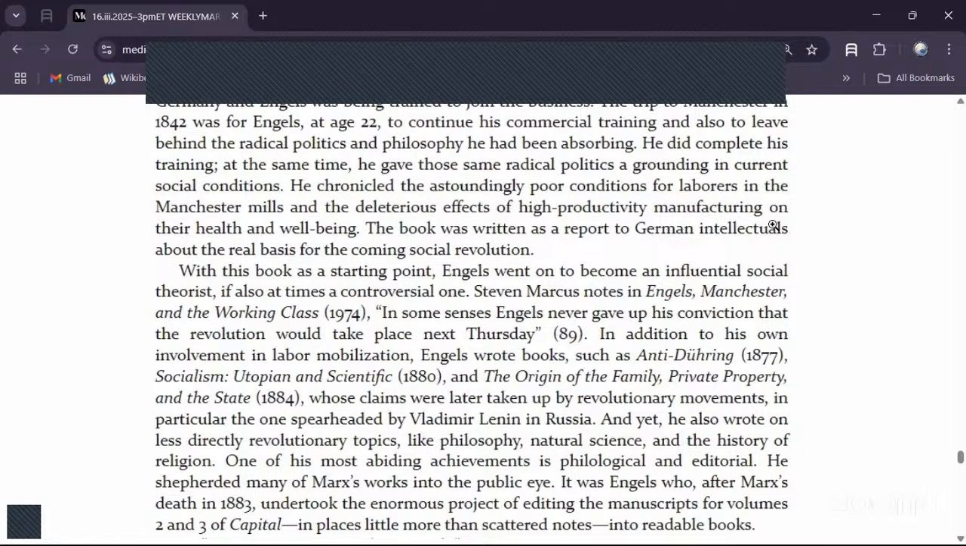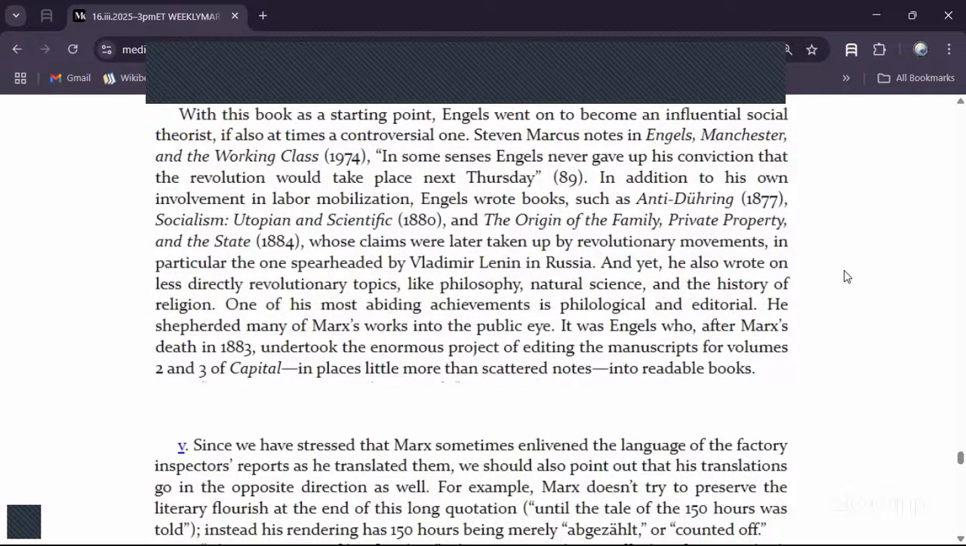In addition to his own involvement in labor mobilization, Engels wrote books such as Anti-Dühring, Socialism, Utopian and Scientific of 1880, and The Origin of the Family, Private Property, and the State, 1884, whose claims were later taken up by revolutionary movements, in particular the ones spearheaded by Vladimir Lenin in Russia. And yet, he also wrote on less revolutionary topics like philosophy, natural science, and the history of religion.